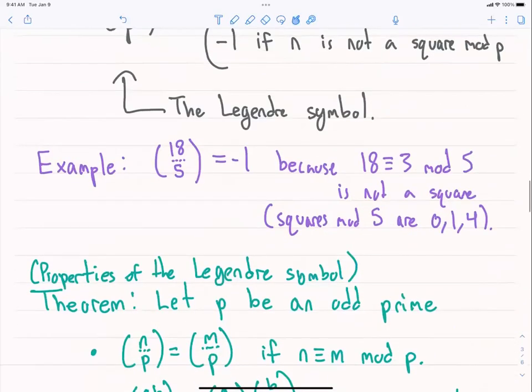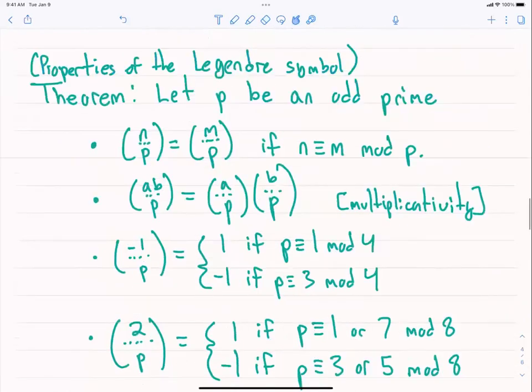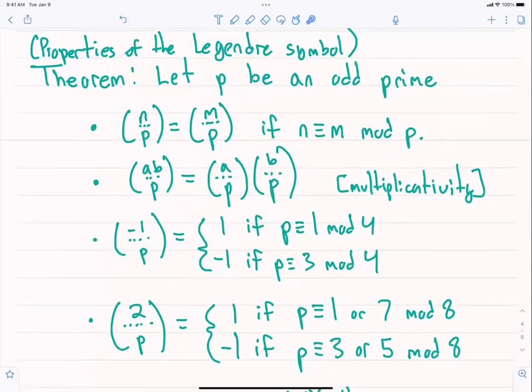Okay, so what are the nice properties of the Legendre symbol that we're going to use? Most of these follow either directly from the definition or from these patterns we observed. There's one that's new. So again, let P be an odd prime.